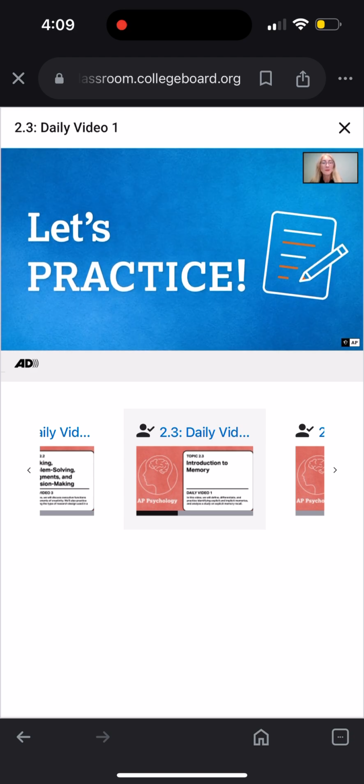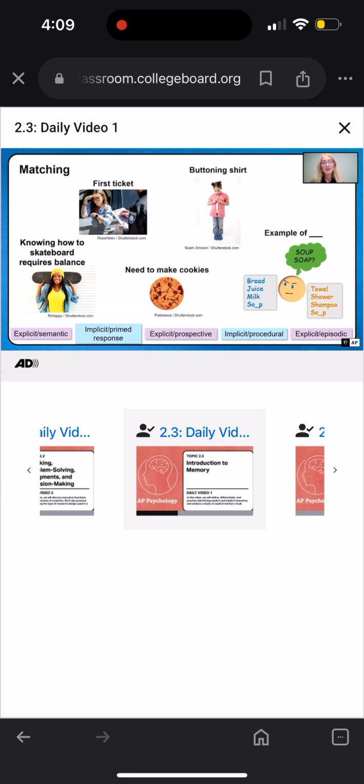So we're going to practice here. What we're going to do is I'm going to read these off to you and then give you an opportunity to pause and then try to do the matching activity. What we have here is our first ticket that you might be getting. Somebody buttoning their shirt, a skateboard, which you know takes balance, the need to make cookies, and then another example here where a person isn't sure whether it's soup or soap that comes at the end of a list, depending upon the words in the list. So take a moment and pause, and then start the video again when you're ready to look at the answers.